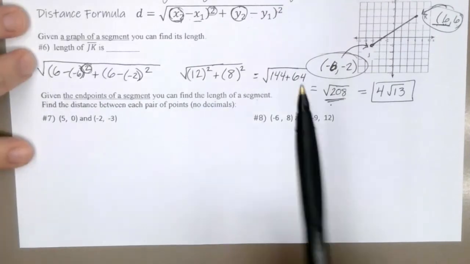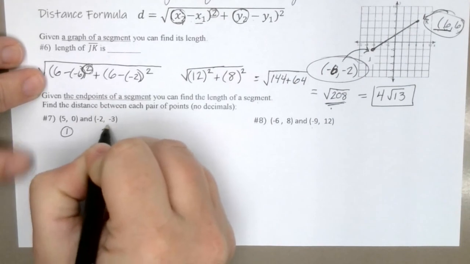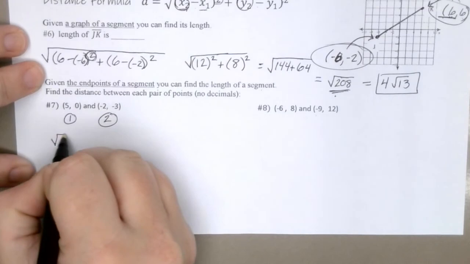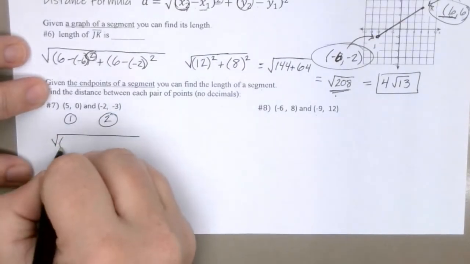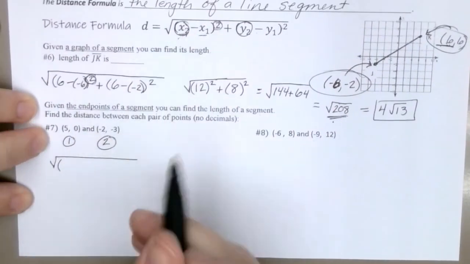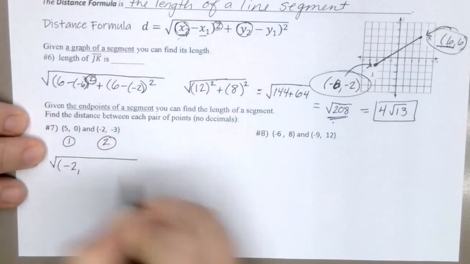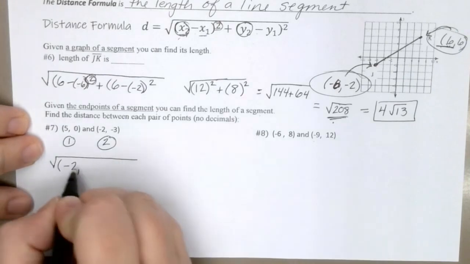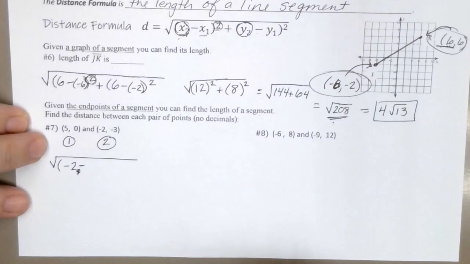Okay, so here, I'm just going to go ahead and label this one point 1 and that one point 2. It doesn't matter which one's point 1 and which one's point 2. Using that distance formula, I have a long square root, right? So what's the x2? What's the x value from the second point? Negative 2. Minus, what's the x value from point 1? 5. There we go.